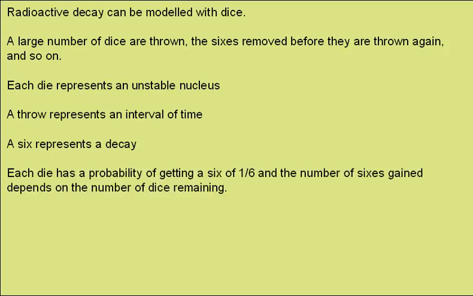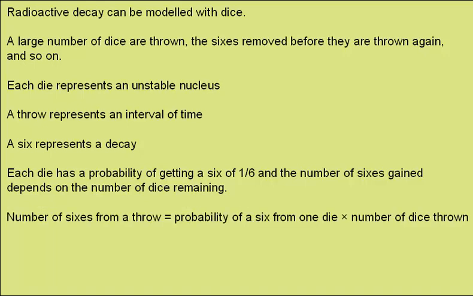Each die has a probability of getting a 6 of 1/6, as 1/6 of the sides of the die are a 6, and the number of 6s gained depends on the number of dice remaining. The number of 6s from a particular throw will equal the probability of a 6 from one die, that is 1/6, multiplied by the number of dice thrown.